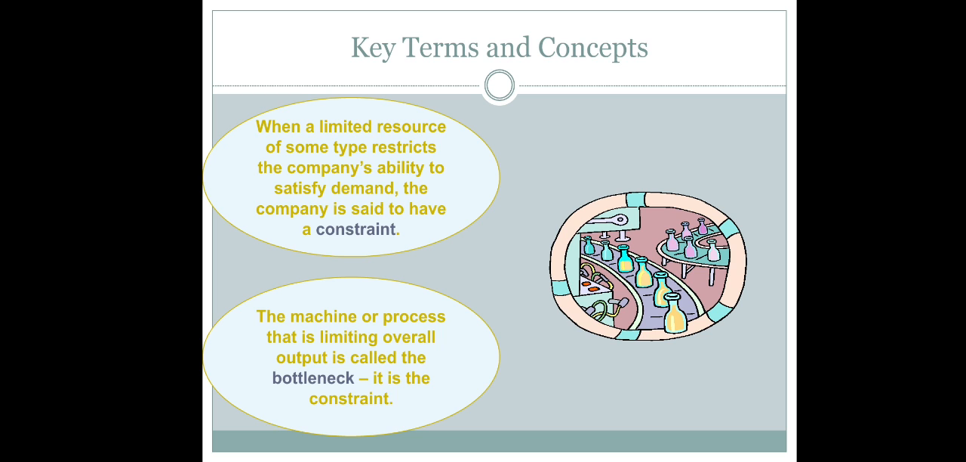Let's see. In this slide, the first point is: when a limited resource of some type restricts the company's ability to satisfy demand, the company is said to have a constraint. And the second point is: the machine or process that is limiting overall output is called the bottleneck. It is the constraint. So the thing is like this: let's say in the future you have a business. The business is a manufacturing business.